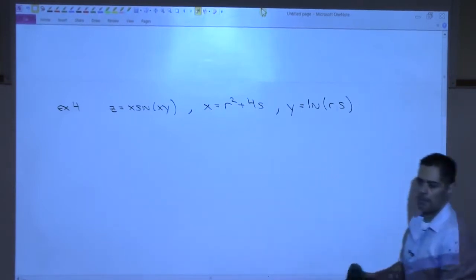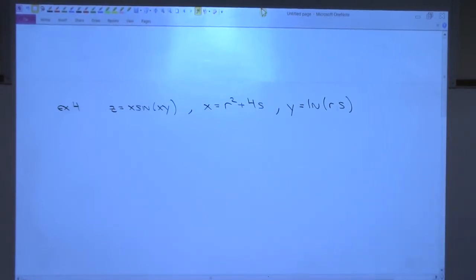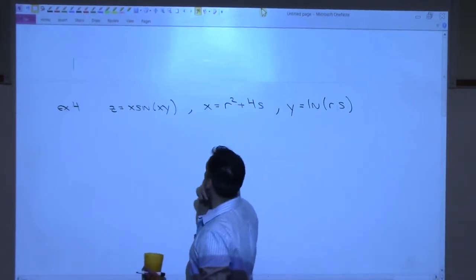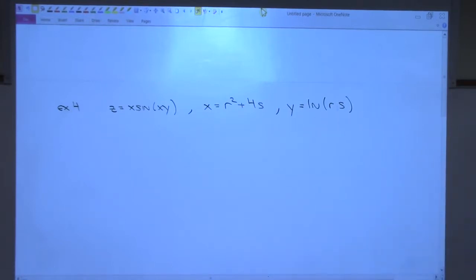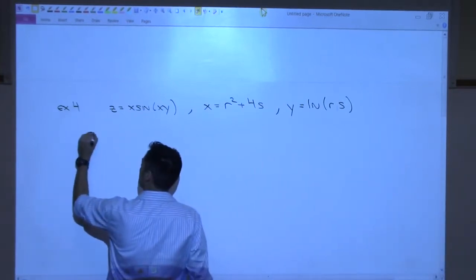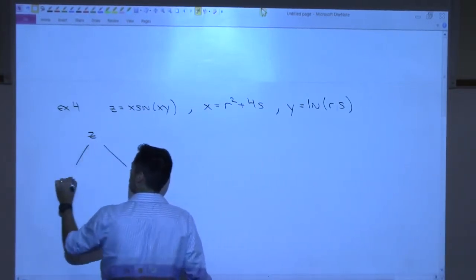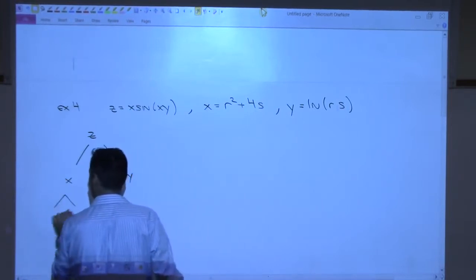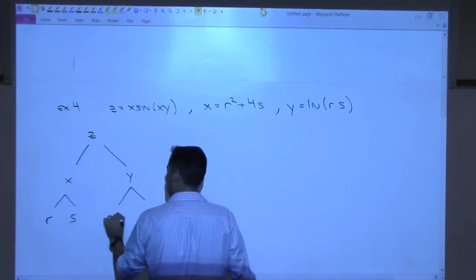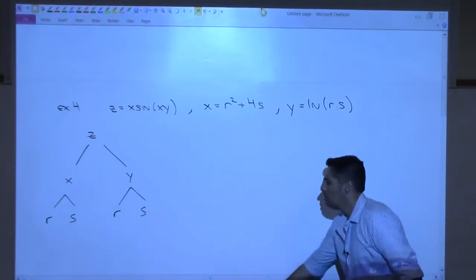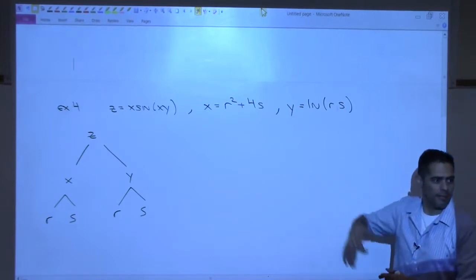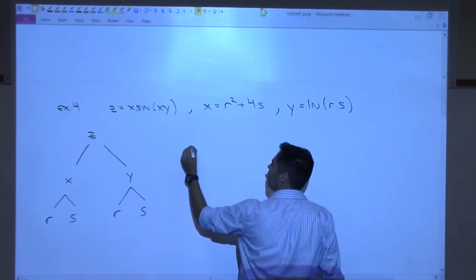So if I'm looking at this problem for the first time, z depends on x and y. x depends on r and s. y depends on r and s. So I'm going to draw my quick tree. See, at some point this becomes quick. x, y, r, s, r, s. And so the possible derivatives, there are two of them. I'm only going to do one of them, because I don't have time for both.